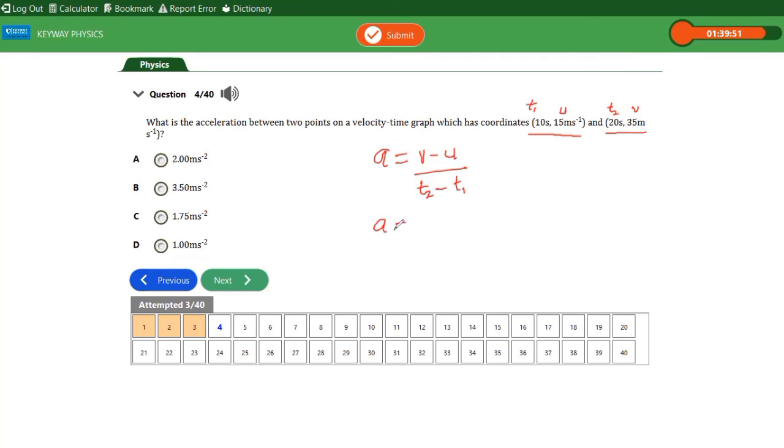So A now is equal to V, which is 35, minus U, which is 15, all over T2, 20, minus T1, which is 10. That will give us 20 all over 10, which is going to be 2 meters per second. I hope this is clear. So the correct option here is A.